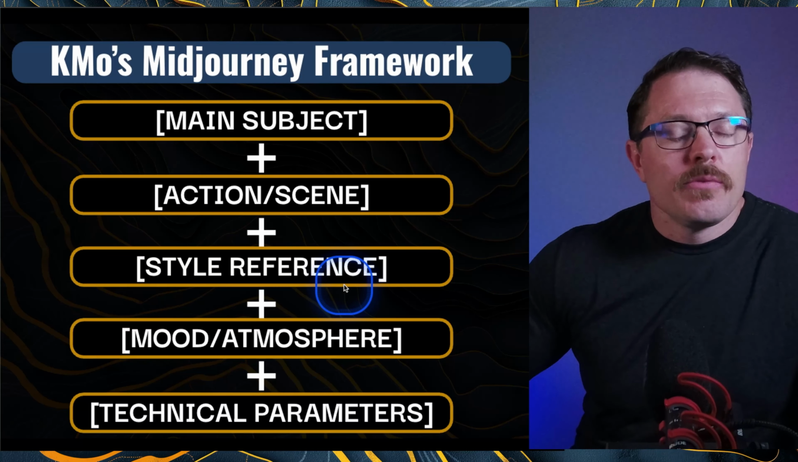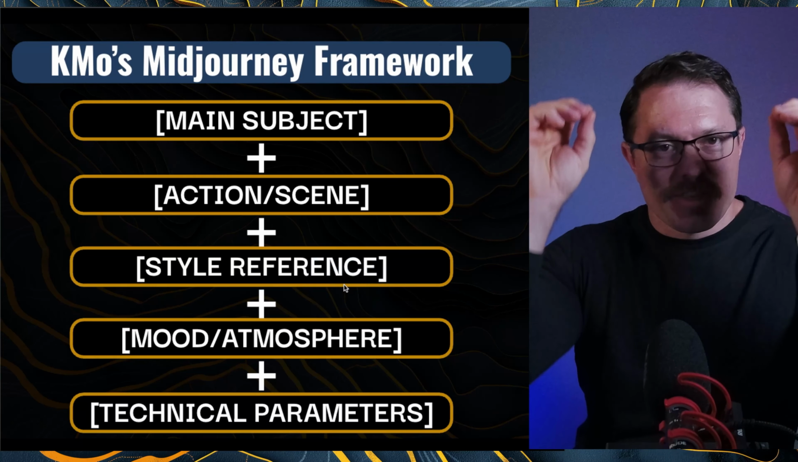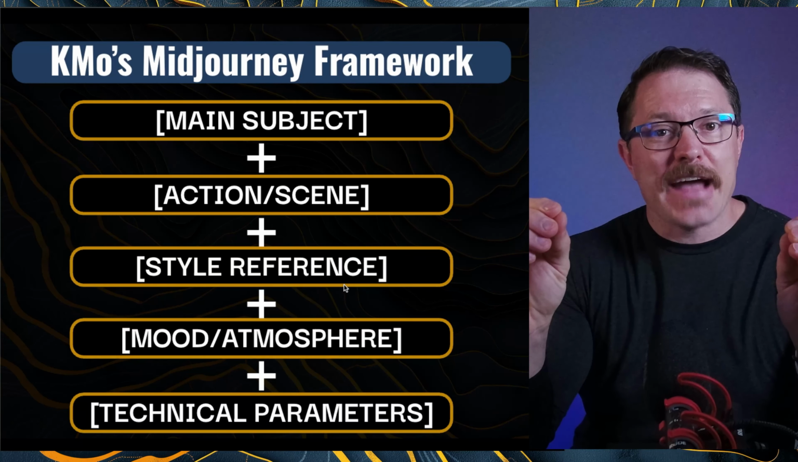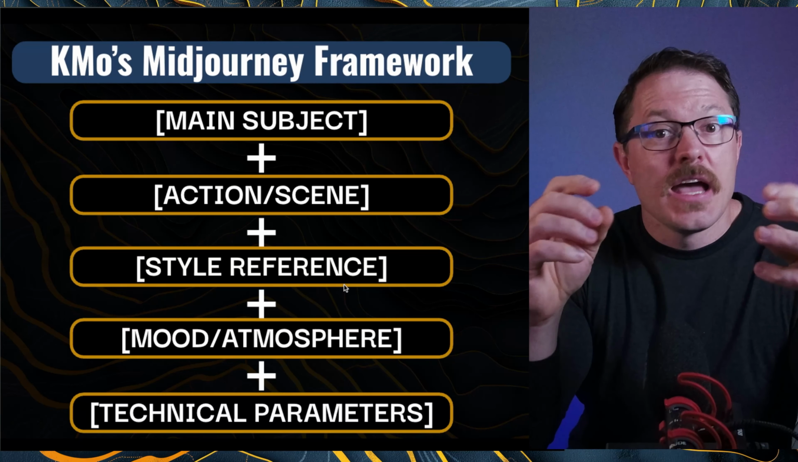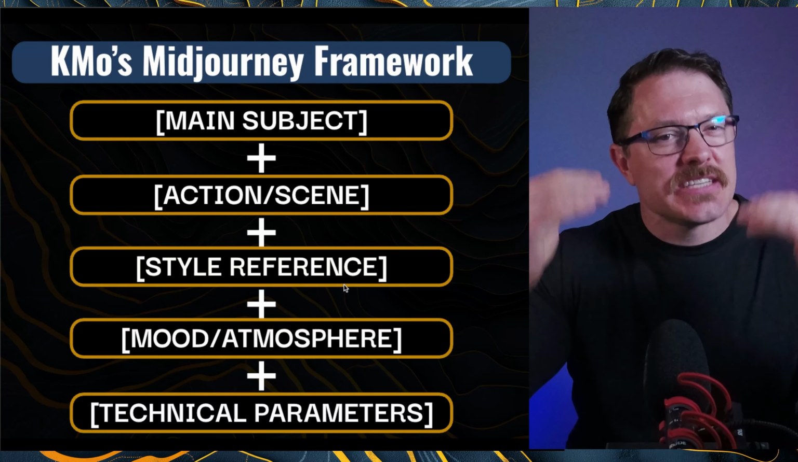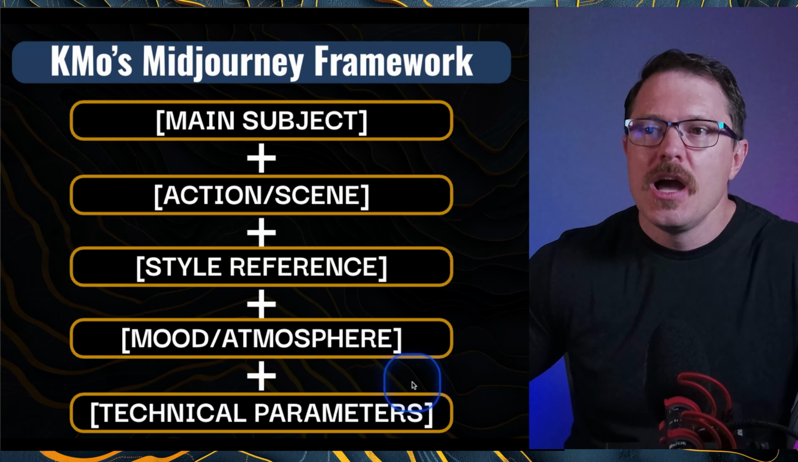And what you want to do with this is start with a subject, describe the action or the scene, give it a style reference, which we'll talk about here in a second, describe the mood or atmosphere, and then give it technical parameters. So let's take a look at something over here.